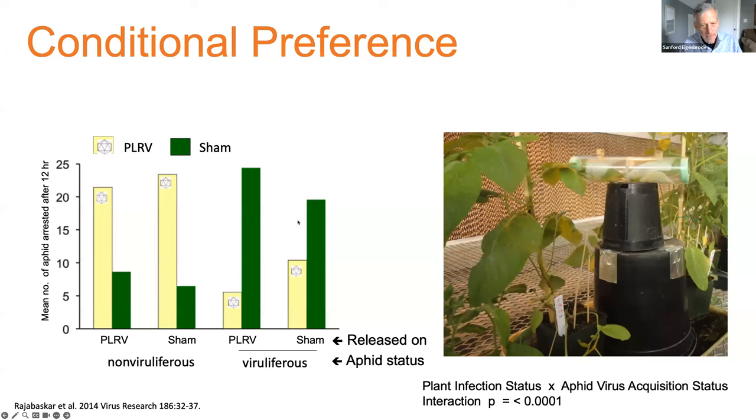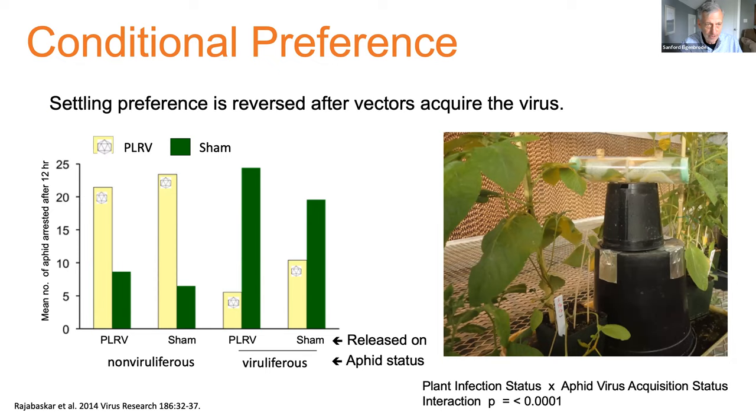I think you can appreciate how that potentially can accelerate transmission of the virus from one plant to the other. If you manipulate the vector so that it is attracted to infected plants when it doesn't have the virus, but once it acquires the virus, it is now attracted to non-infected plants, as shown here, this is going to really accelerate the spread of the pathogen through a population of host plants. This is conditional preference.